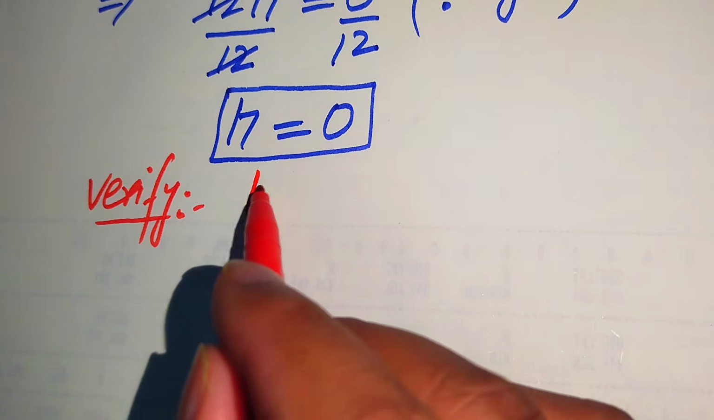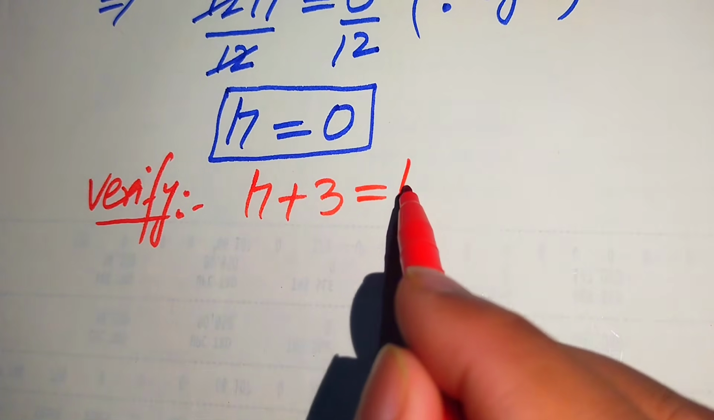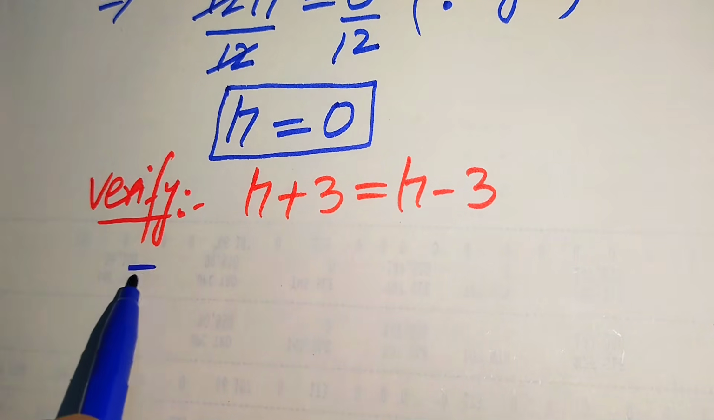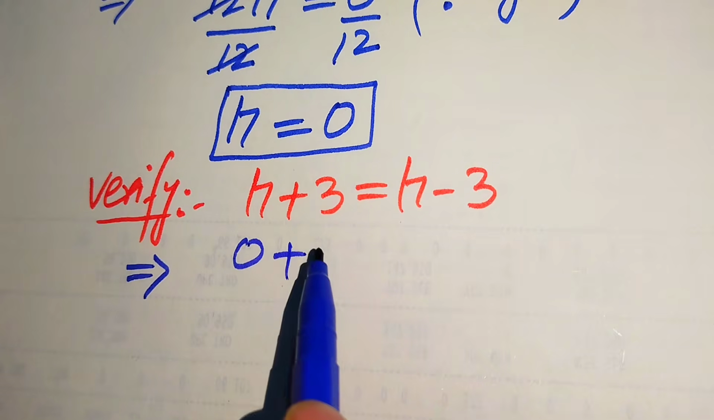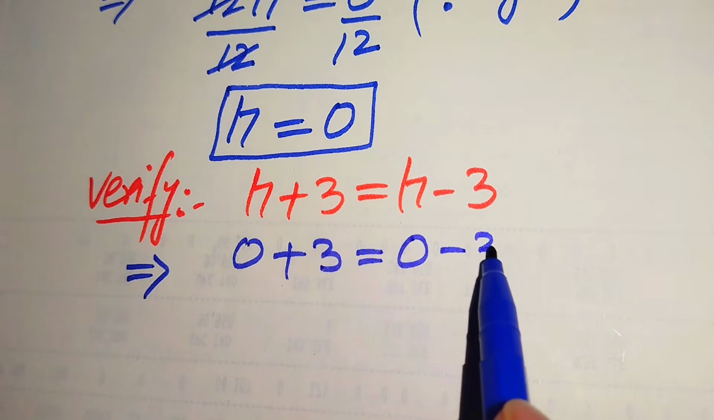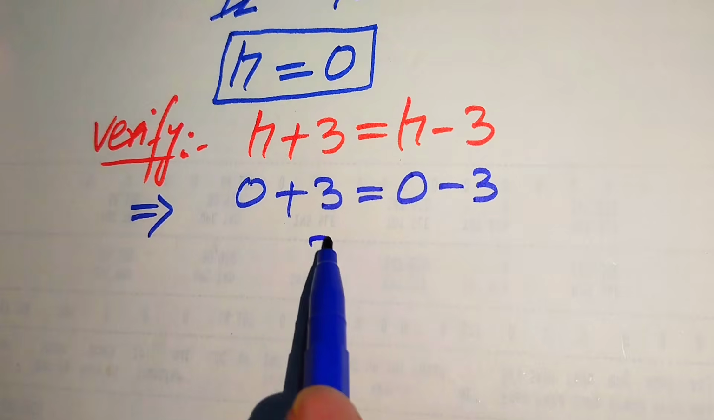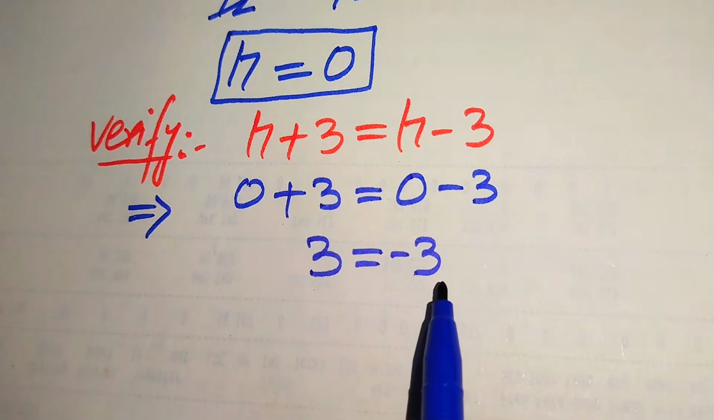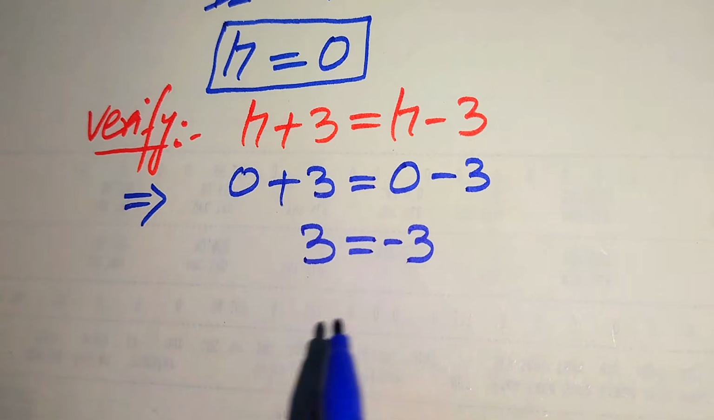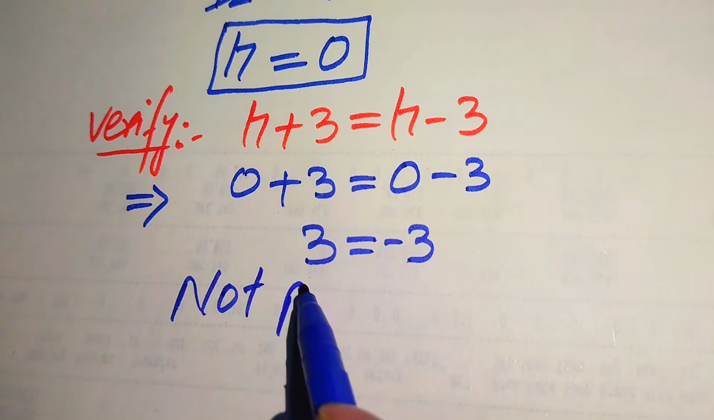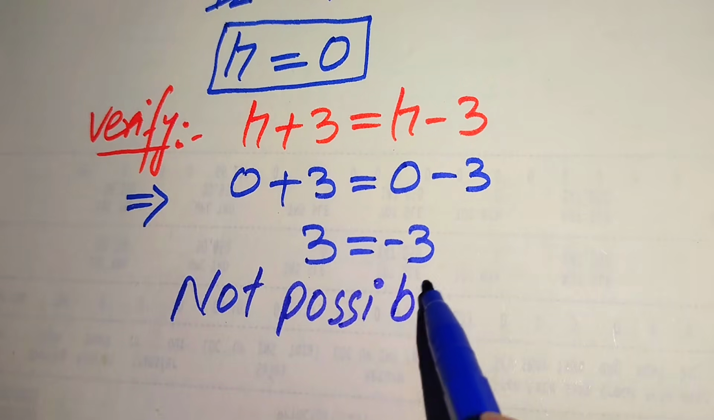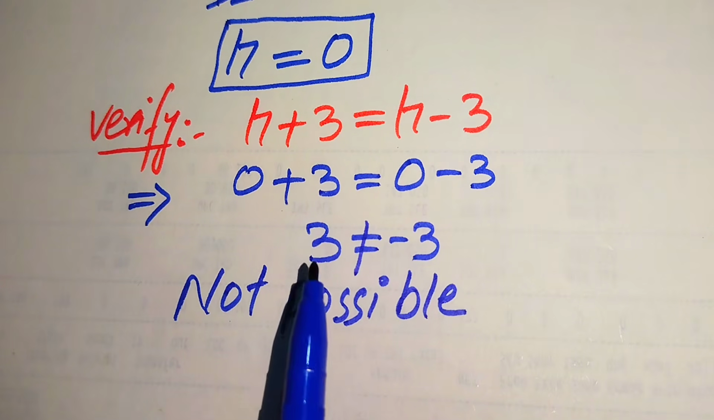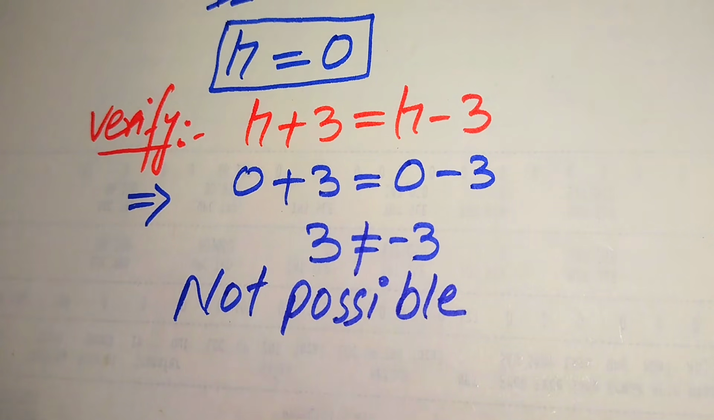For verification we need to copy down the given question statement. Here it is h plus 3 is equal to h minus 3, and now we substitute the above value of h on both of the sides. It will be written as 0 plus 3 is equal to 0 minus 3, and we get 3 is equal to minus 3. Here you clearly see that this is positive 3 and this is negative 3. Both of these values are not equal, in other words it is not possible that a positive 3 is equal to a negative 3. So these two are not equal. This means that the value h equal to 0 does not satisfy our given question statement.